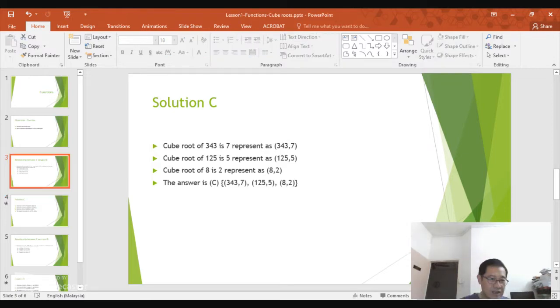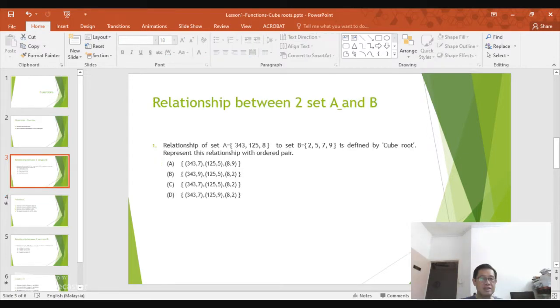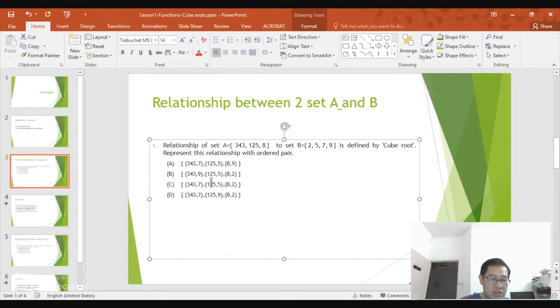Okay, as you can see, these are the questions for your set A and your set B. You need to do the relationship between these two. Then you need to define the cube root. Then you get your ordered pair. So the solution is C. Okay, so this is how you do your relationship for two sets, A and B.